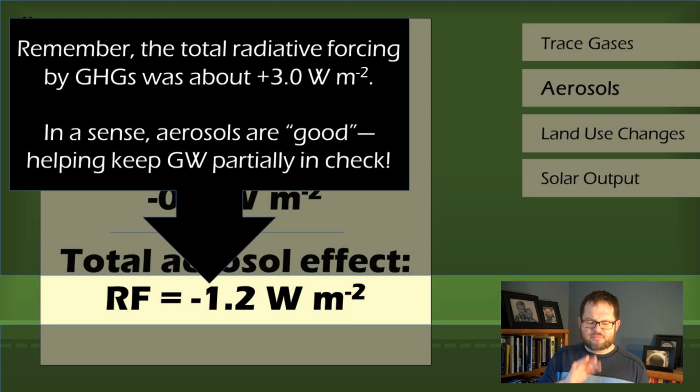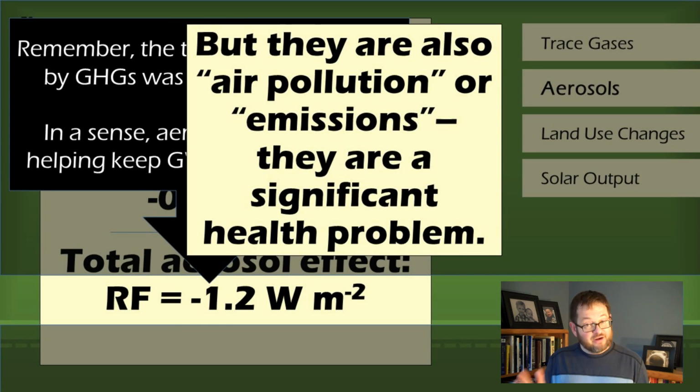Wow. Yeah, actually I didn't remember I had a slide here. Remember, the total radiative forcing associated with the greenhouse gases was about 3 watts per square meter. So in this sense, those aerosols are good. They are keeping global warming partially in check, but they're air pollution. They are emissions. They are a significant health problem. They have environmental impacts. In general, we don't want them there.